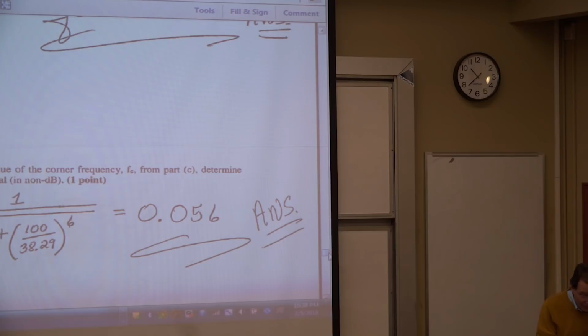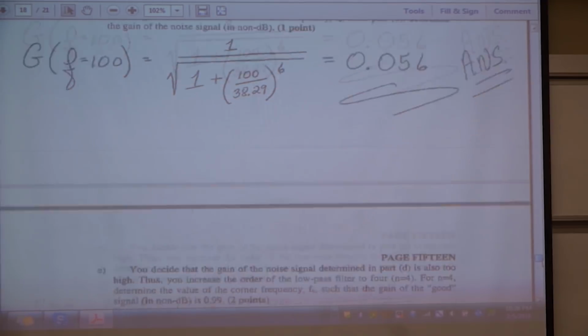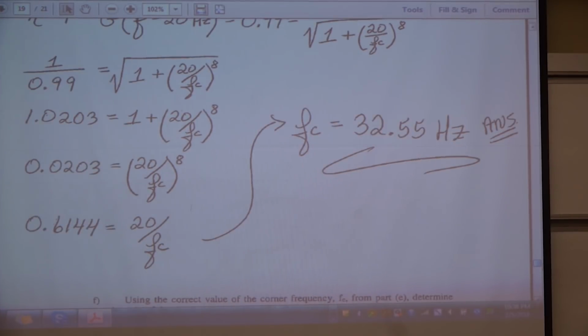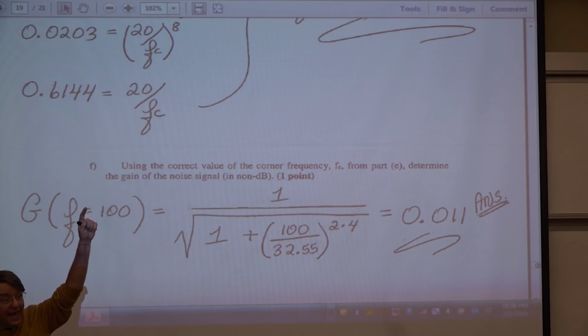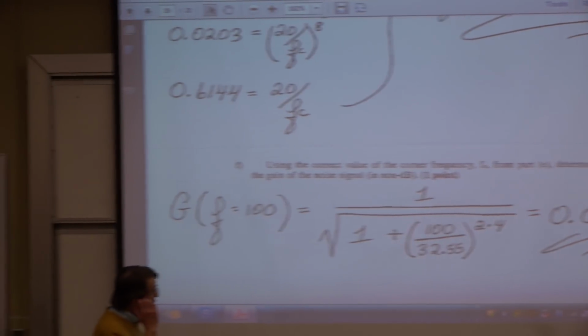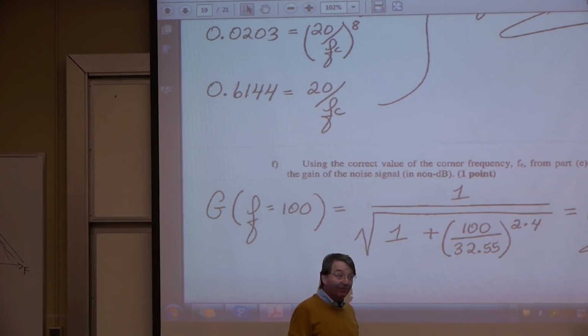So I don't even have to show. It's the same thing. Just let n equal 3. But I said, look at this. Now the corner goes to 32. Oh, the noise is 1%. I'm like, wow, this is interesting. You're down to 1% noise, 0.99 gain, and the corner is close to 20 hertz. I love this stuff. This is how you design a filter.